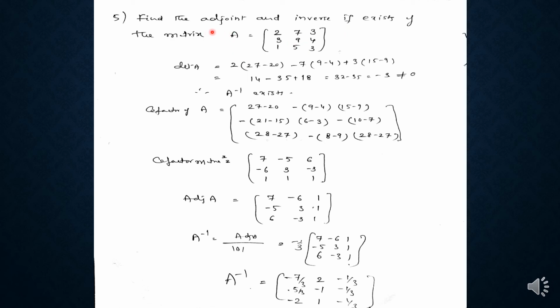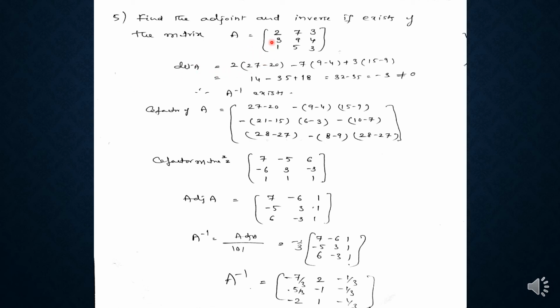Every square matrix has its adjoint, but the inverse may not exist, because only if the given matrix is a non-singular matrix does its inverse exist. So for that we are finding det A first.